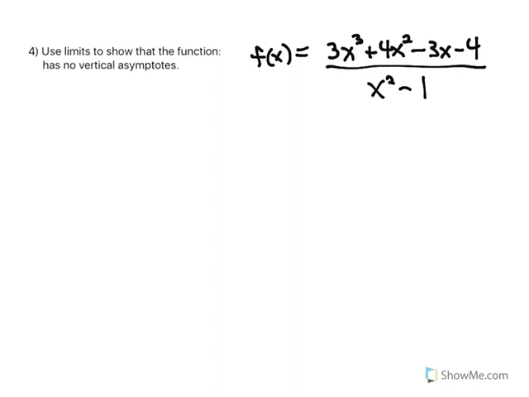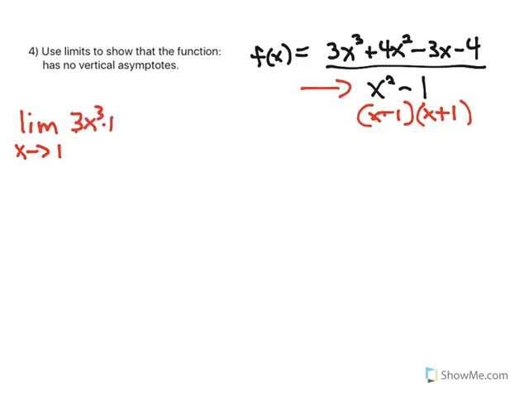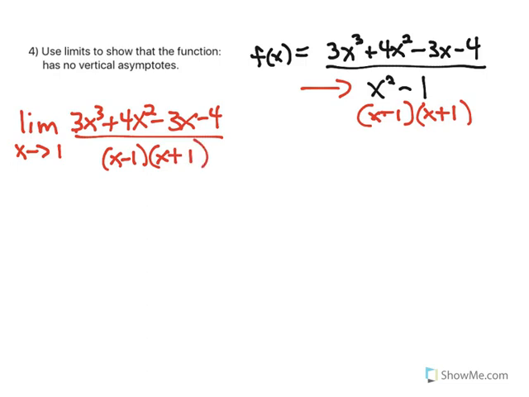Let me show you what I mean. As we first look at this function, we should see that the bottom is x minus 1 times x plus 1. So right off the bat, we're thinking that 1 and -1 are not in the domain, which is true. But the question is, are they vertical asymptotes at that point? To test, let's test as the limit approaches these values. The limit as x approaches 1 of f of x, which is 3x cubed plus 4x squared minus 3x minus 4 over, I'm just going to leave this factored, x minus 1, x plus 1.